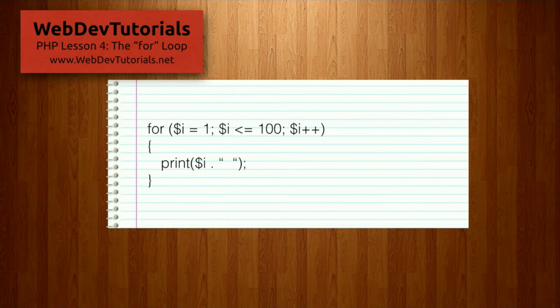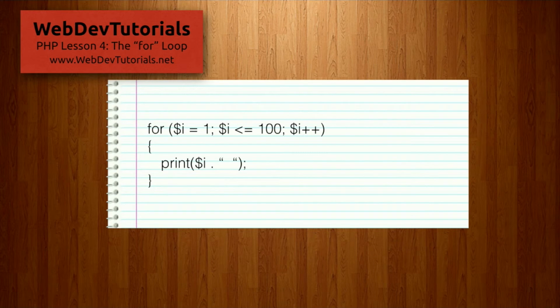The final expression is commonly used to increment variables. This expression, I++, will add 1 to the variable I at the end of each iteration of the loop. There. Inside the block, we simply print the current value of I.